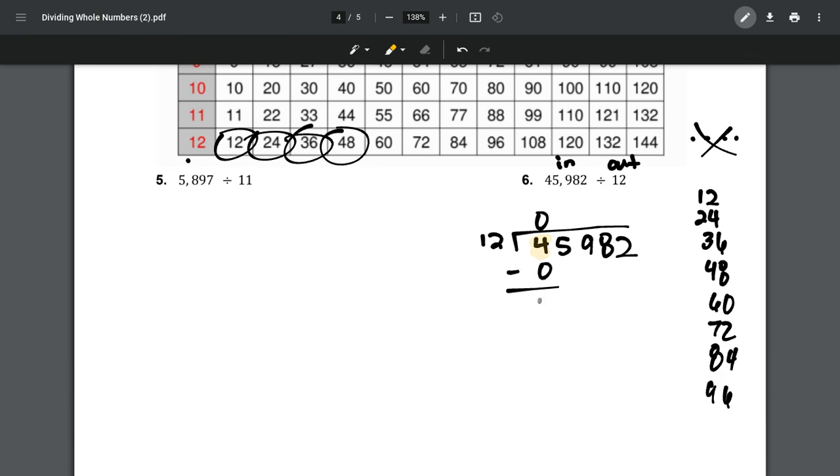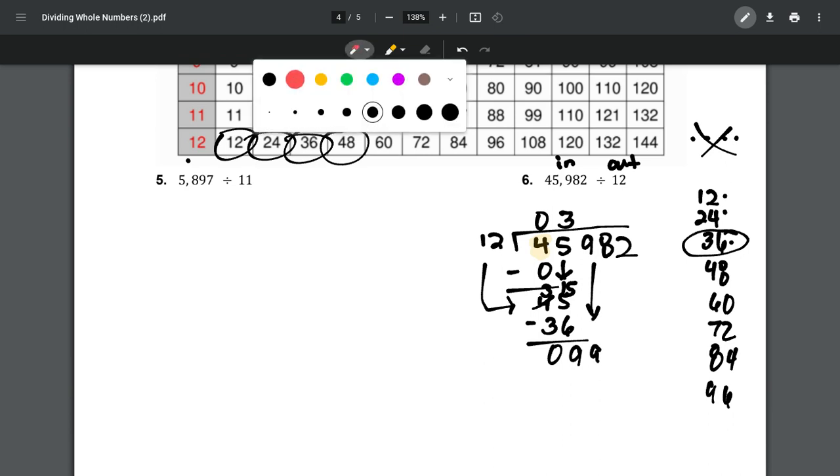Anytime you put a 0, subtract 0. Then you're just going to kind of go from there. How many groups of 12 could you get out of 45? Well, that's 1, 2, 3. 3 groups. And subtract the number you circle, which is 36. You're going to have to borrow. 15 minus 6 is 9, and 3 minus 3 is 0. After you subtract, you always bring down and repeat the process, guys.